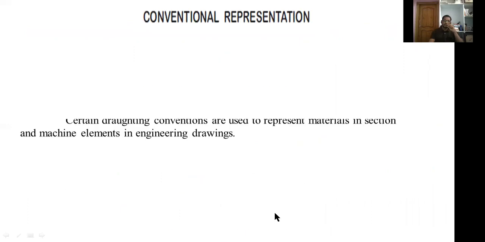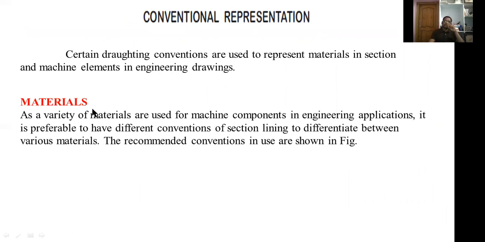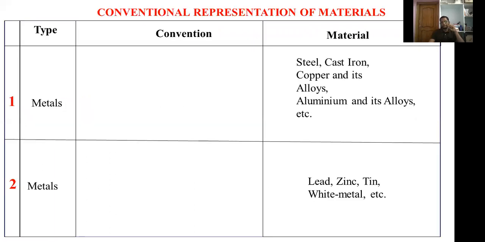Conventional representation. Certain drafting conventions are used to represent materials in section and machine elements in engineering drawings. This is the conventional representation of engineering materials. As a variety of materials are used for machine components in engineering applications, it is preferable to have different conventions of section lining to differentiate between various materials. The recommended conventions in use are shown in the figure. These are some examples for conventional representation of engineering materials.